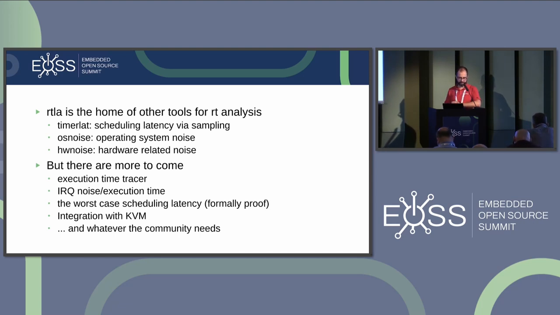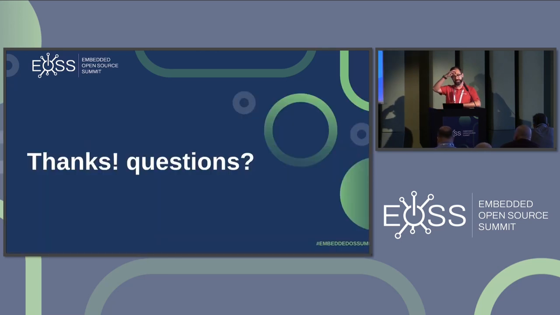And we are working on integration with KVM so we can understand if the root cause is in the virtual CPU or in the host and try to detect, for example, hardware latencies on the host, even though I am inside the KVM, and try to report that, for example, for a provider. And whatever the community needs, the doors are open inside RTLA. And that's it. Thanks. Any questions?